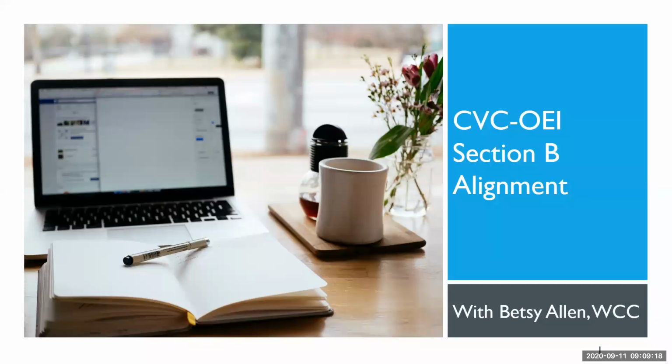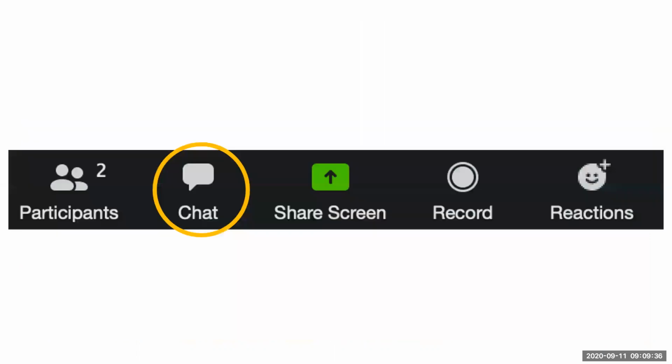Hit record here. Yep. All right, so it's just a couple of us today. We're going to be talking about section B of that CVC OEI rubric, and we'll keep this kind of informal since it is a small group, and hopefully we get to answer all the questions you have and more as we go along. And Craig, you guys know chat if we need to talk to one another, we'll go ahead and do chat.